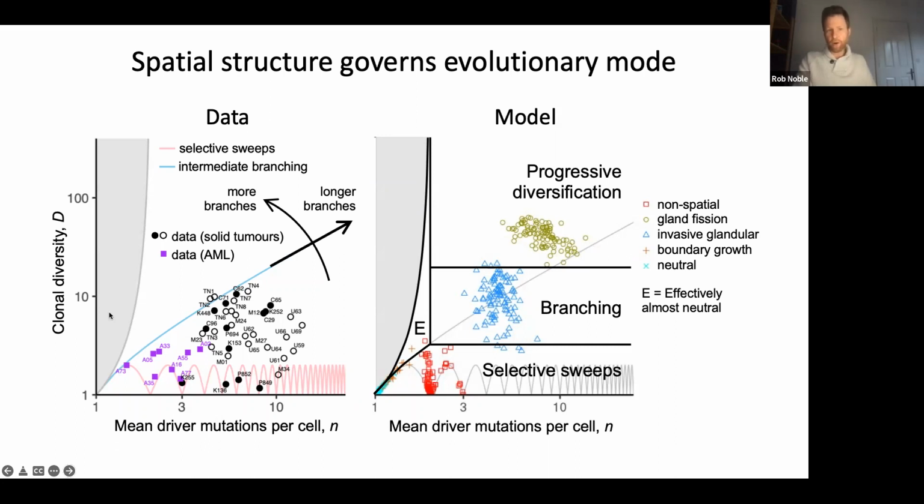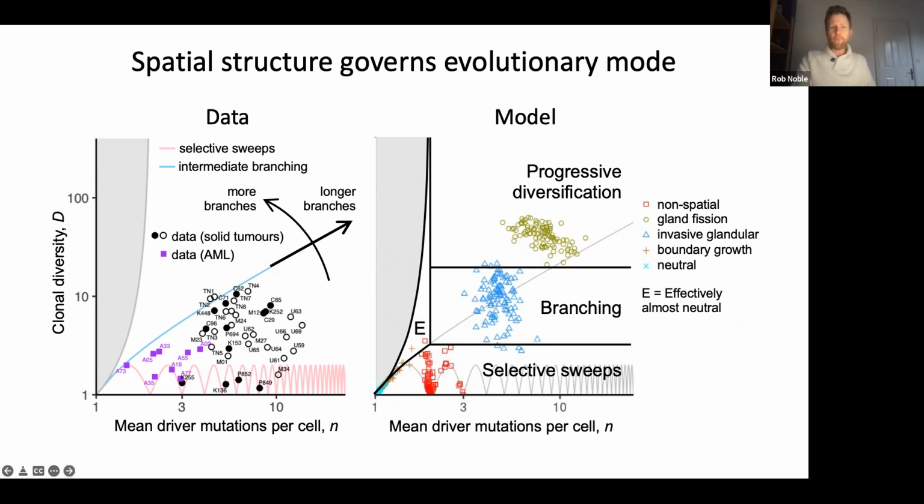It's impossible to construct any trees within that gray shaded patch. The pink trajectory at the bottom is the trajectory that would be taken by a population that experiences a sequence of selective sweeps. The curve in the middle is the maximum diversity that can be achieved in a linear tree. If you can construct linear or branching trees anywhere below that line, above that curve, you can only construct branching trees.